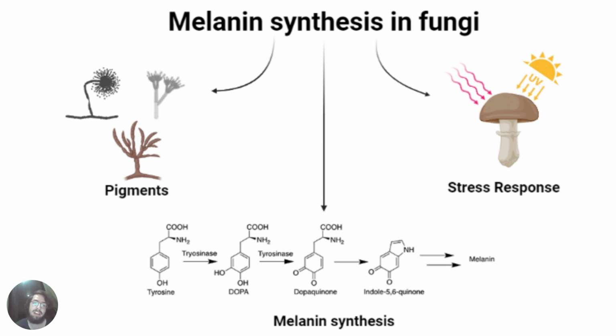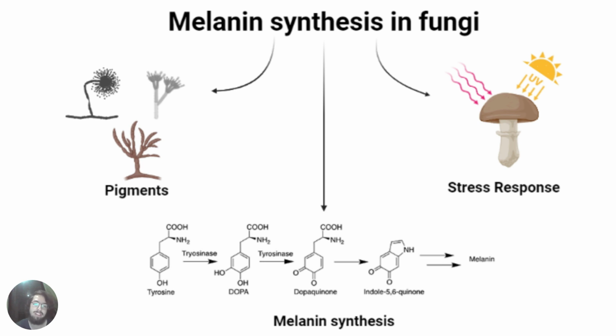Melanin in fungi acts as a physical and chemical barrier against light and toxic agents. For example, it has been shown that melanin can protect fungal cells against damage caused by ultraviolet radiation.